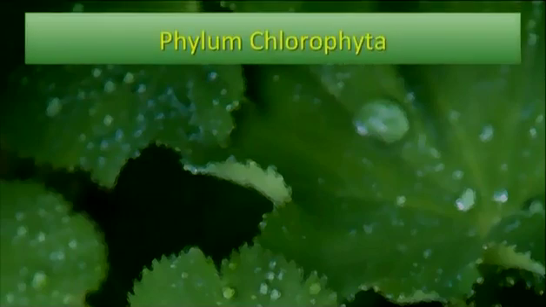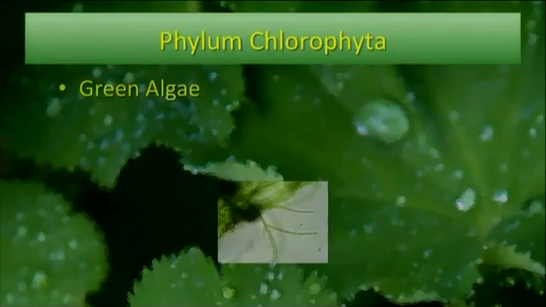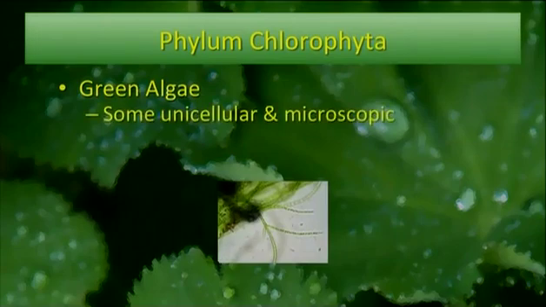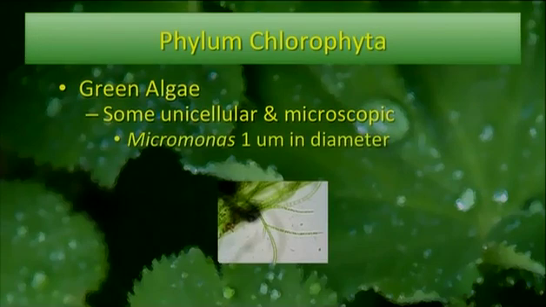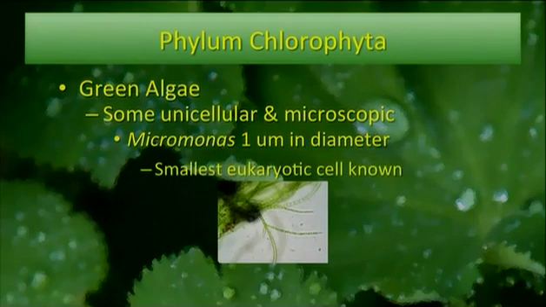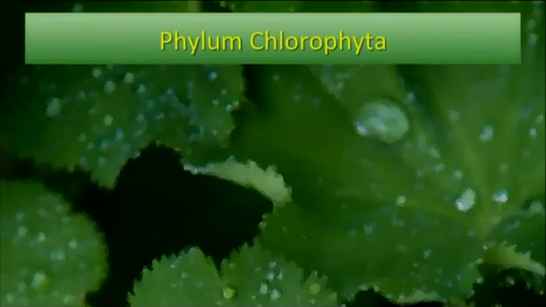The phylum Chlorophyta, or division Chlorophyta, are the green algae. Some of them are unicellular and microscopic. One example is Micromonas, which is only 1 micrometer in diameter, about a millionth of a meter. This particular alga is the smallest eukaryotic cell that's known. That's just what we know about, and that doesn't count all the unknown things that maybe people haven't seen or recorded yet.